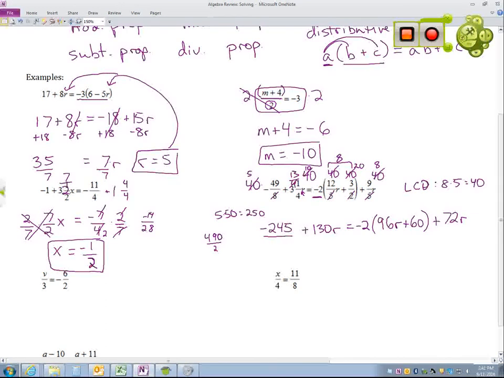Okay? And then from here, I do need to go ahead and distribute, so I'm going to do that in my next step. Again, I'm writing all of this out. -2 times 96 is going to be -192r. Oh, not plus. Go away. Oh, no, we're not erasing right now.